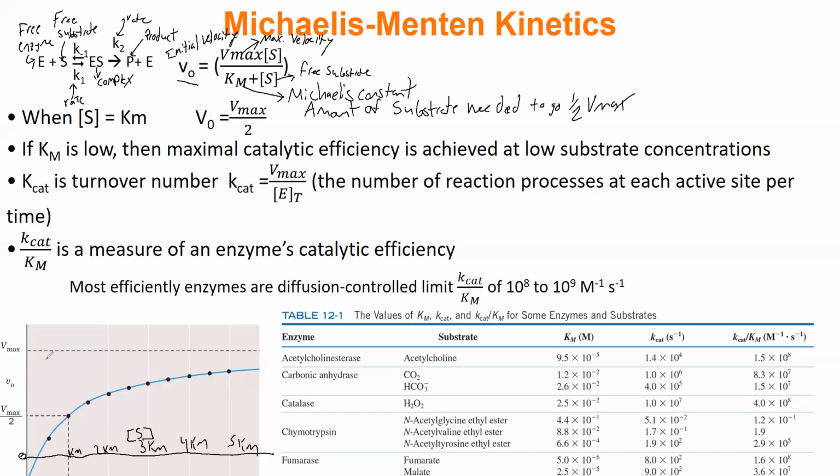Once you know the maximum velocity of your enzyme, you go to the graph where you're going 1/2 your maximum velocity. You draw a line till you hit your curve. Once you hit your curve, you drop to the x-axis. Whatever value you read off the x-axis, that is your Km, right? That is the amount of substrate you need to go to 1/2 your maximum velocity.